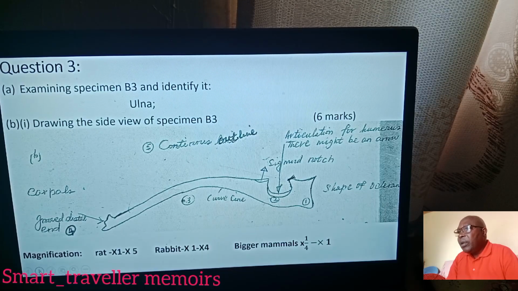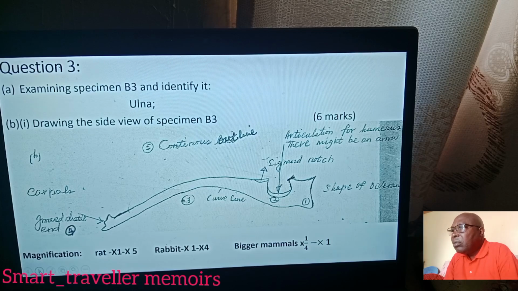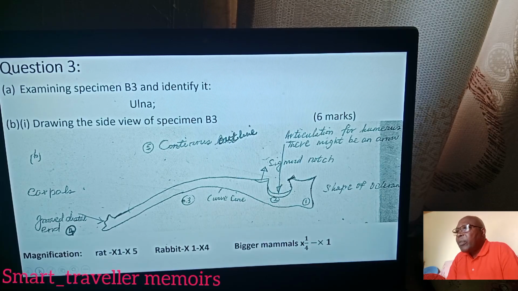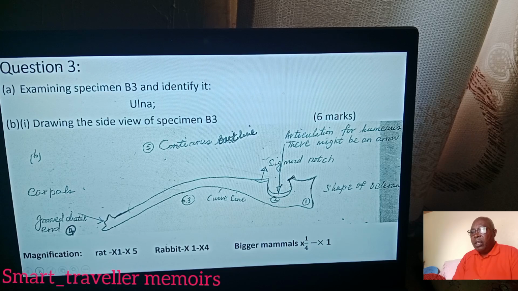There is 1, you can see where 1 is being put, the tick. Number 2, number 3, number 4. You can see them very clearly. Number 5 is there, and even number 6. So we have things like continuous outline, grooved distal head, articulation for humerus. There might be an arrow at the sigmoid notch, shape of olecranon process, and so forth.